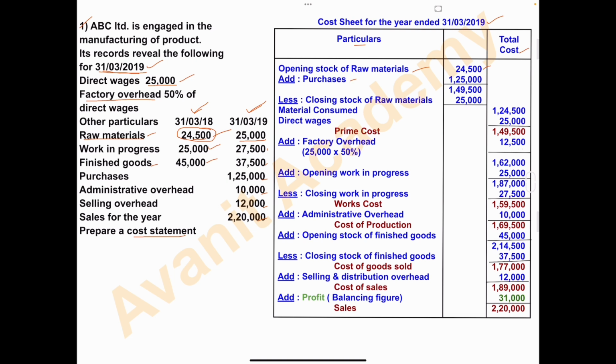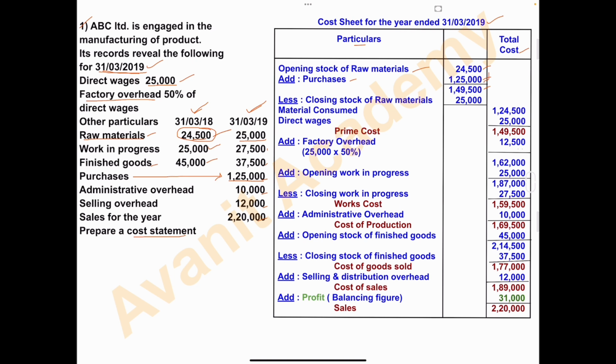Purchase amount is, see in the problem, 1,25,000. Right here, 1,25,000. Now add these two amounts. 24,500 plus 1,25,000 and the total amount is 1,49,500.